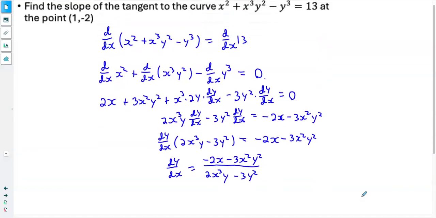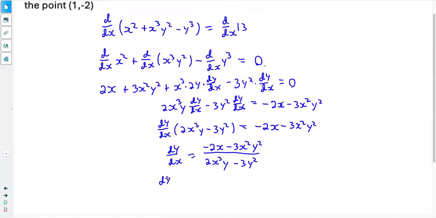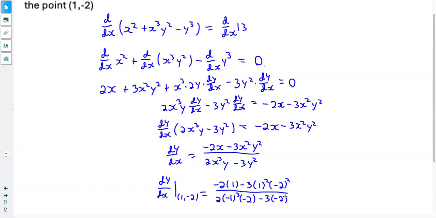Now we want to find dy dx at 1, negative 2. So we can write that down as dy dx at 1, negative 2. So we've got negative 2 times 1 minus 3 times 1 squared times negative 2 squared over 2 times 1 cubed times negative 2 minus 3 times negative 2 squared. That gives us negative 14 over negative 16, which simplifies to 7 over 8.